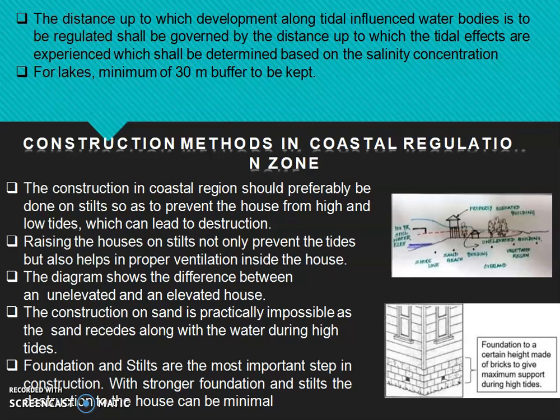The construction methods in the coastal regulation zones should preferably be on stilts, so as to protect the house from high tides and low tides, which can lead to destruction. At the shore portion, building houses is not permitted. Raising the houses on stilts not only prevents damage from tides but also helps in proper ventilation inside the house. So the development is permitted only at this level. After this region, a foundation to a certain height made of bricks gives maximum support during high tide. It should be elevated.